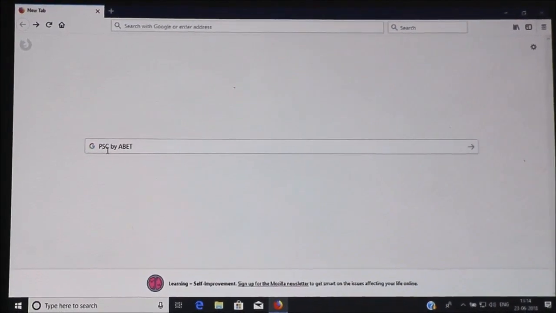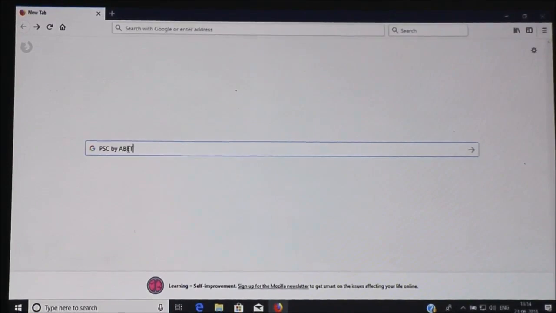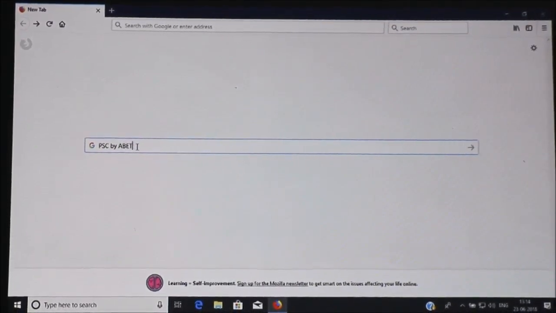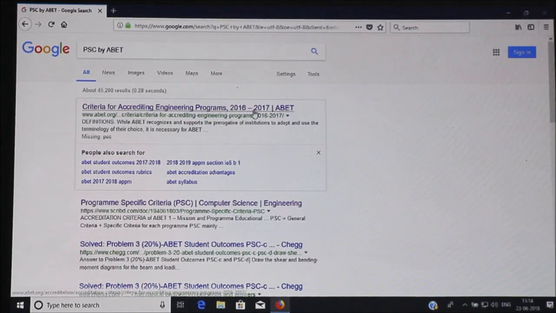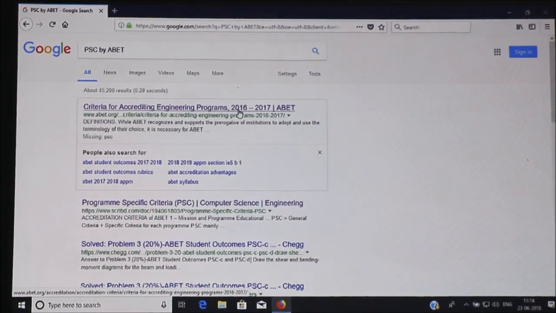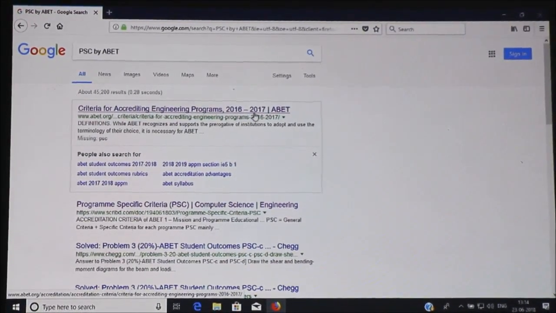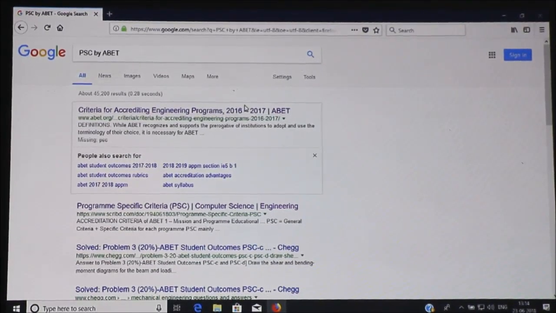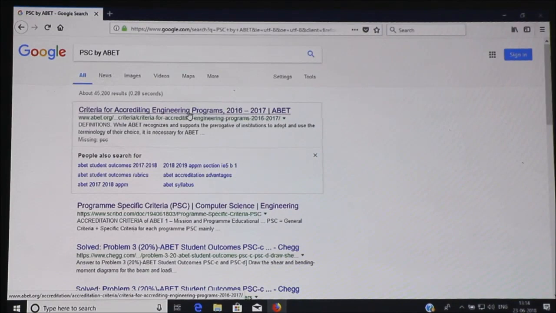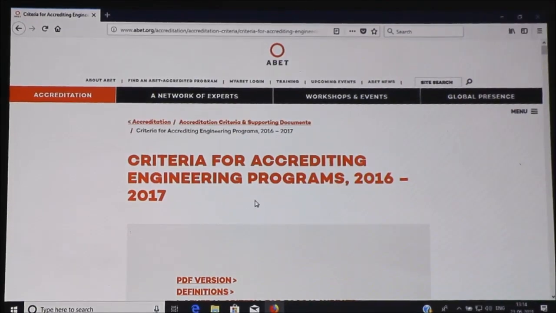Now when we Google Program Specific Criteria, PSC by ABET, the Accreditation Board for Engineering and Technology, we will get something like this. According to today's date, maybe the latest criteria for accrediting engineering programs which is available is 2016-17. You select the latest. For example, I will select this one, and when we go inside, you will get the criteria for accrediting engineering programs.